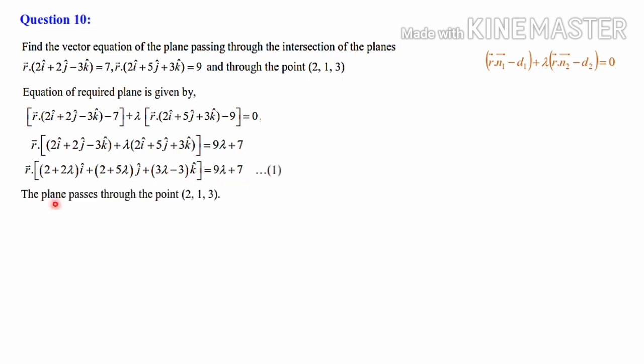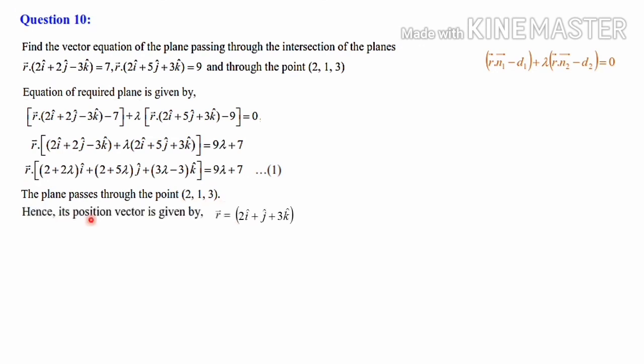The plane passes through the point (2, 1, 3). In the previous question, we took this as x, y and z, and since the given equation was in Cartesian form, we substituted the given points for x, y and z. Then we found the value of lambda. But here it is in vector form. What we have to do is, by using these 3 points, write the position vector r. So let's write that.